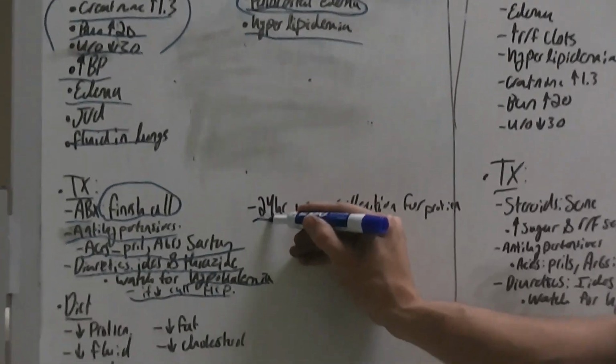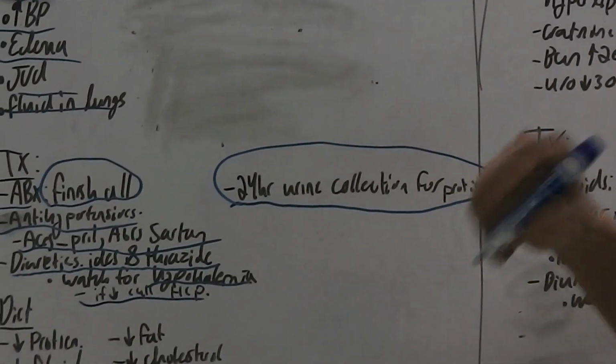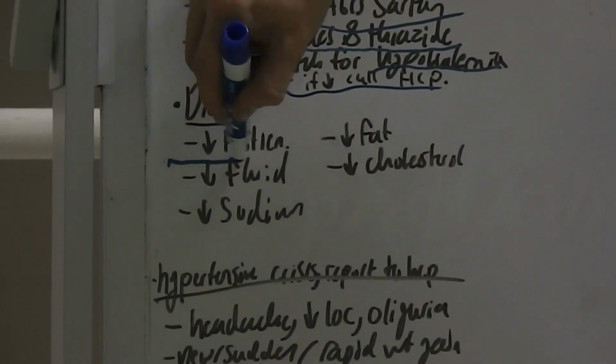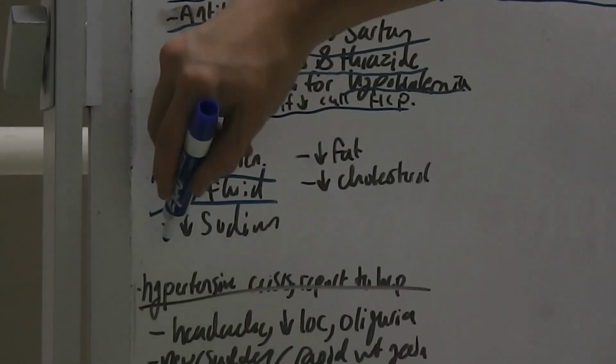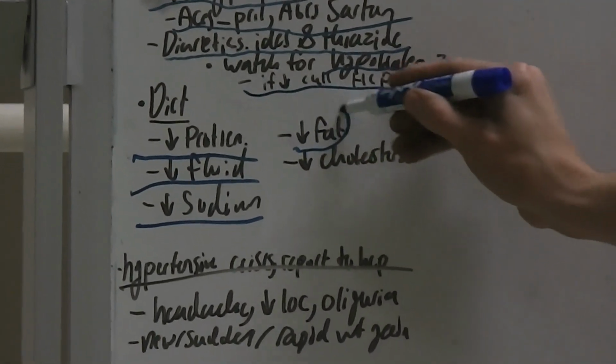We're going to do a 24-hour urine collection, and we're looking for protein according to the PowerPoint. Now diet, we're going to have a decrease in protein, a decrease in fluid, and a decrease in sodium. In the PowerPoint, it said we're going to decrease fat, and we're also going to decrease cholesterol.